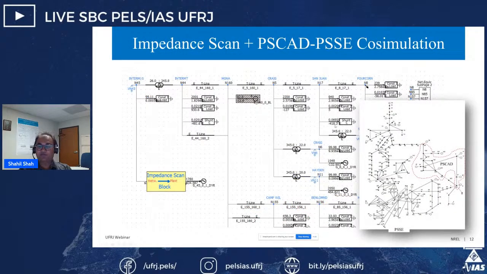We can apply this tool to a very large power system also, like the Eastern Interconnection of the US, where the model is not in PSCAD, but in PSS/E, a positive sequence simulation tool. We can combine the strength of co-simulation between EMT and phasor, or between PSCAD and PSS/E, and impedance scan. Here you see a large power system modeled in PSS/E, and a small part of it modeled in PSCAD. If I connect a wind power plant or PV plant in this PSCAD part, I can insert this impedance scan tool at that point to understand the stability impact of that plant.